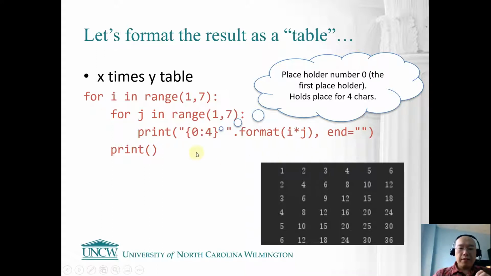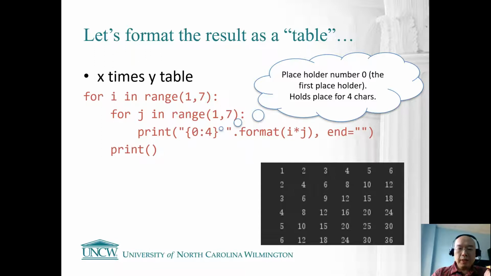Another thing is, what is this? That is a placeholder, 0 colon 4. What does the colon 4 mean? 0 means that it is placeholder number 0. But then the colon 4 means for that placeholder, Python, please give me a 4 character space. If I'm not using everything, that's fine. Just keep the space for me.